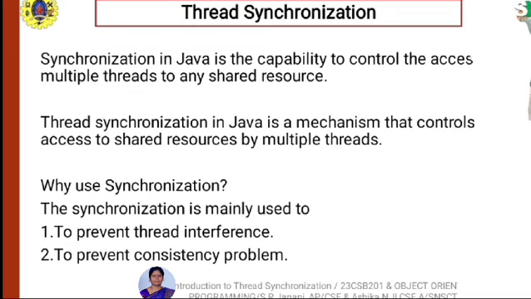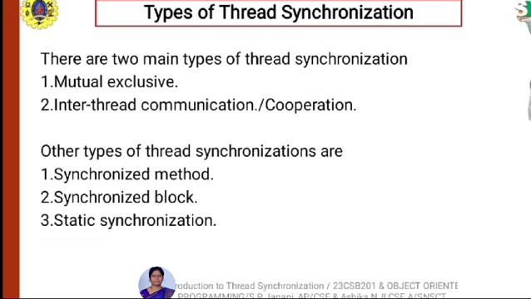Thread synchronization in Java is a mechanism that controls access to shared resources by multiple threads. Why do we use synchronization in Java? Synchronization is mainly used to prevent thread interference and to prevent consistency problems.